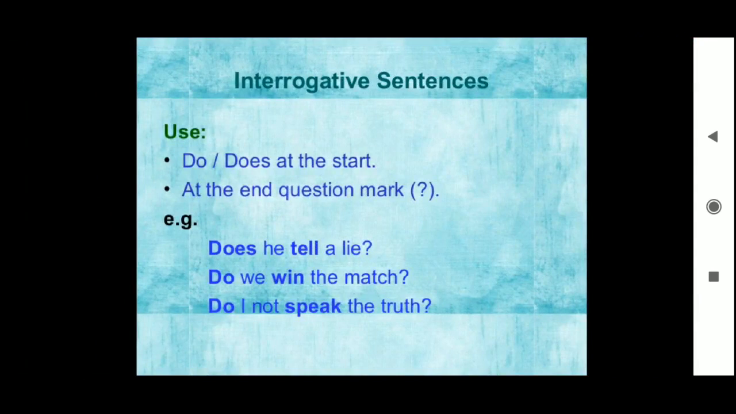Now come to the interrogative sentences. Use do or does at the start, at the beginning of the sentence. At the end, a question mark. For example, does he tell a lie? Do we win the match? Do I not speak the truth?